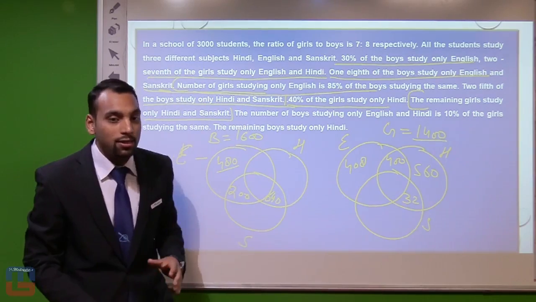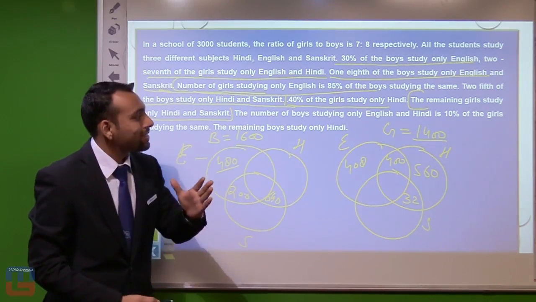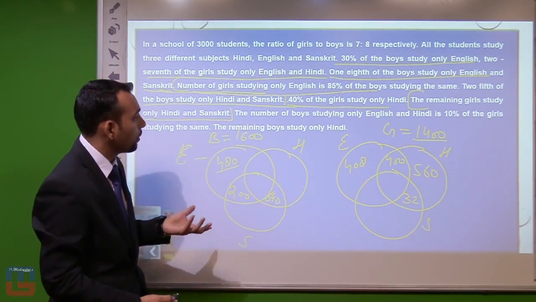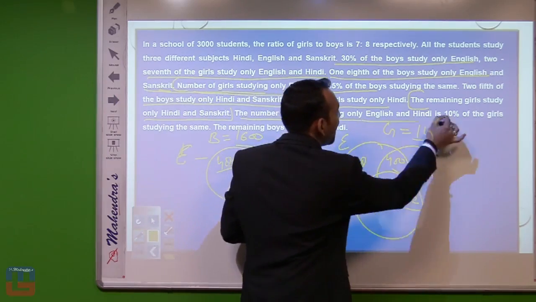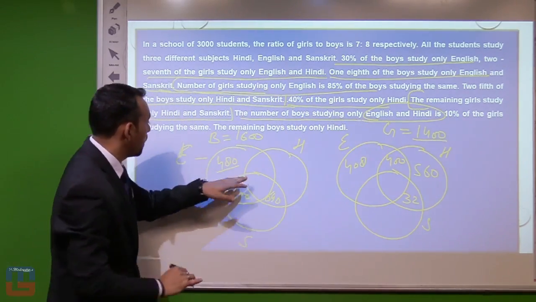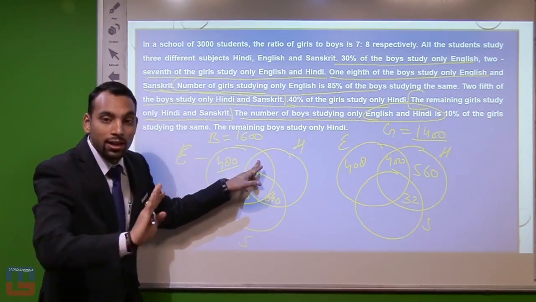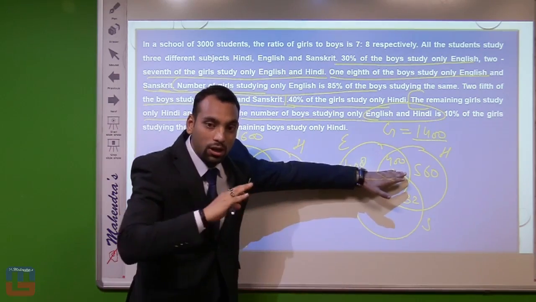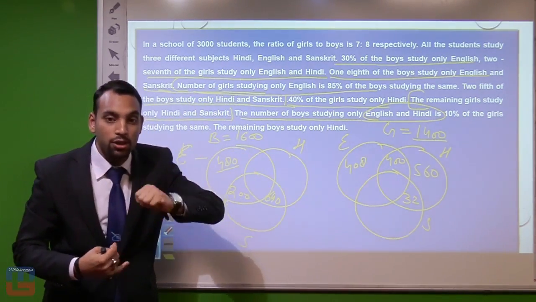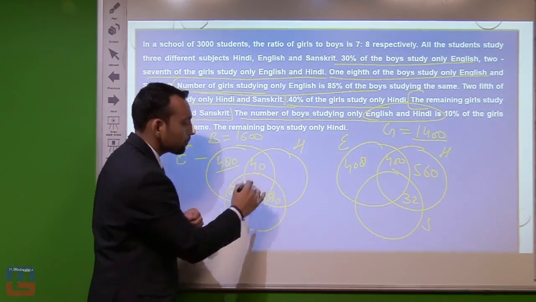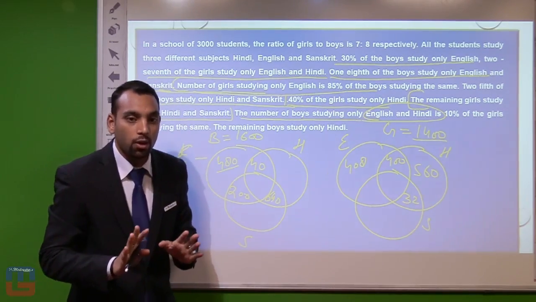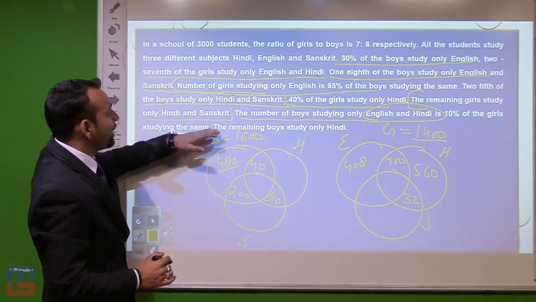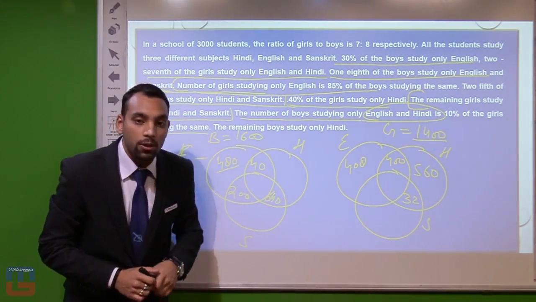Now the next line is saying the number of boys studying only English and Hindi is 10% of the girls studying the same. The number of boys studying English and Hindi is 10% of the girls studying the same, which means here 400. So 10% of 400 is 40. All right. The last line is saying the remaining boys study only Hindi.